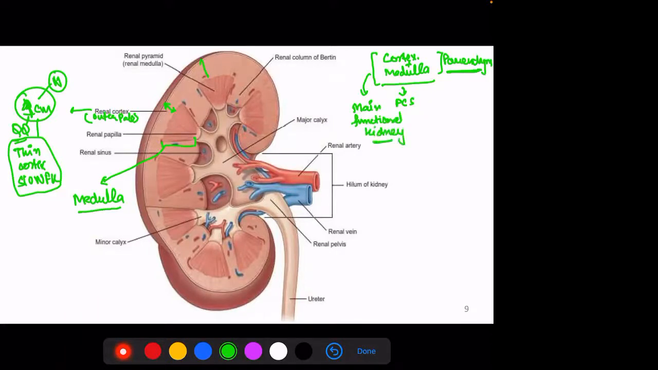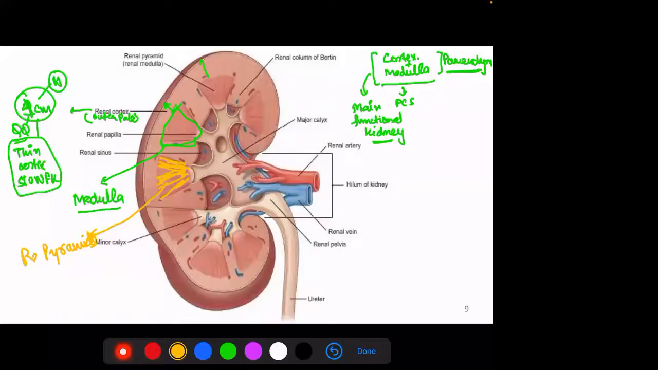Okay, this medulla is made up of various pyramids. This is the whole medulla. In this medulla, multiple pyramids are present. These yellow things are what? These are the pyramids, known as renal pyramids.